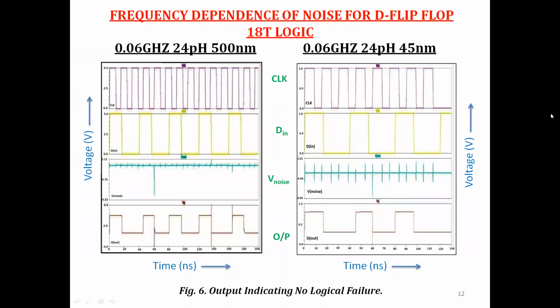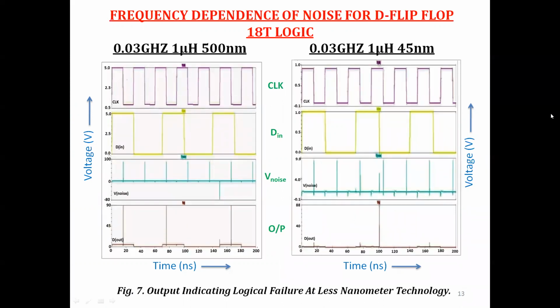Here we show the waveform of 24 picohenry package inductance at 0.06 GHz operating frequency for both technologies in the 18T CMOS D flip-flop. Here the output indicates success for both technologies. Here we show the waveform of 1 microhenry package inductance at 0.03 GHz operating frequency for both technologies in the 18T CMOS D flip-flop. Here the output indicates logical failure in 45 nanometer technology. The output indicates logical failure at smaller nanometer technology. If technology is smaller, the current passing in the circuit is very high. If current is high, then the noise which occurs due to the sudden current ramp also goes high.